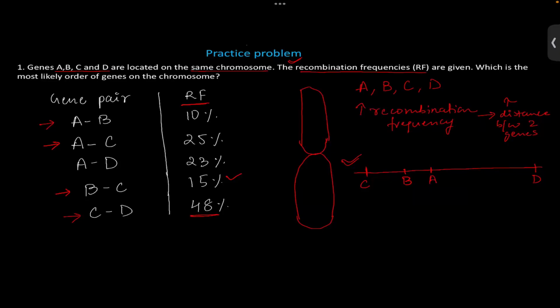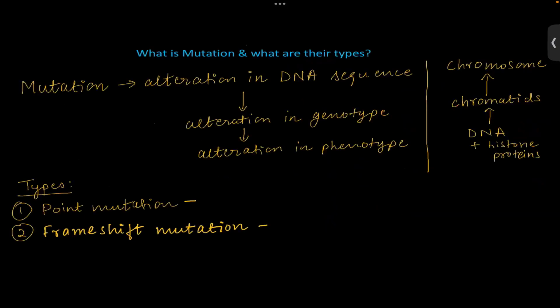So in this way, we have got the order of the genes, which is C, B, A, D. This is the order of the genes located on the same chromosome. So that's it. These are the two example problems based on the concept of linkage and recombination. Now moving on to the next topics that are given in the book.